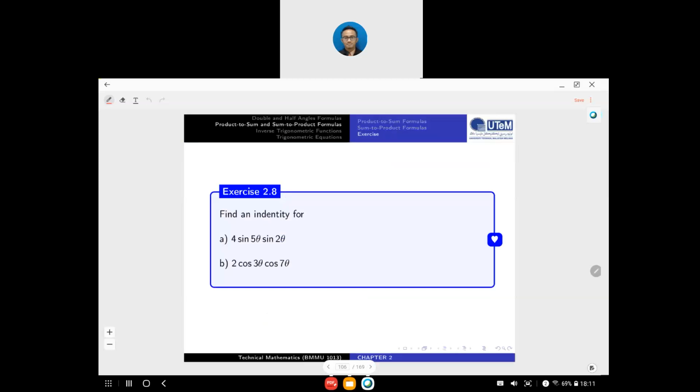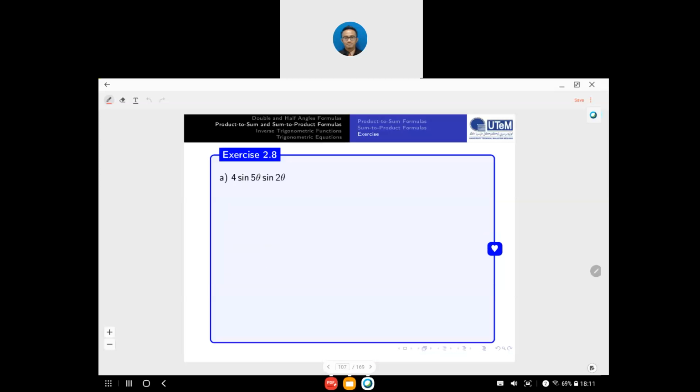Okay, look at the exercise. Find an identity for A, sin 5 theta sin 2 theta, and B, 2 cos 3 theta and cos 7 theta. Look at the solution for A first.